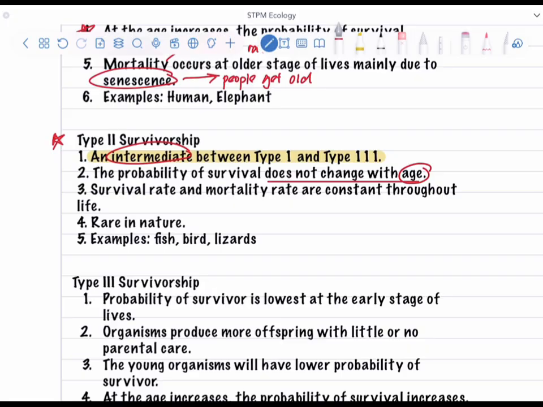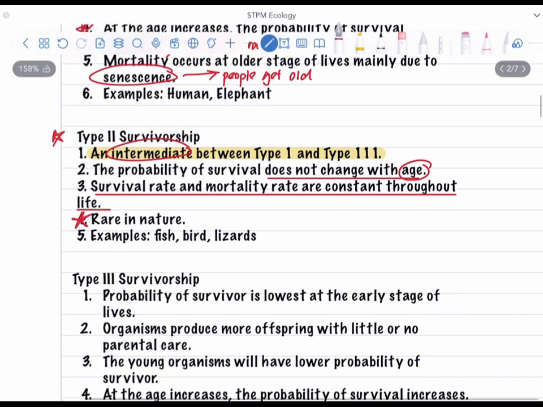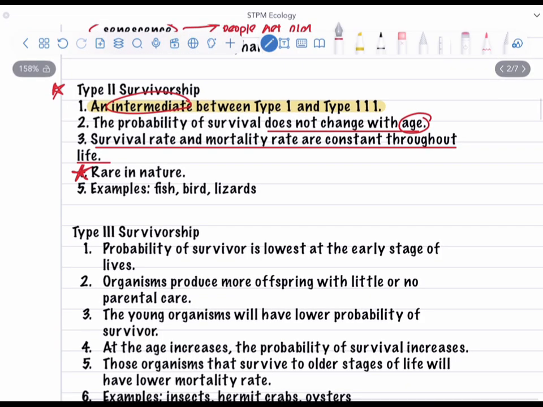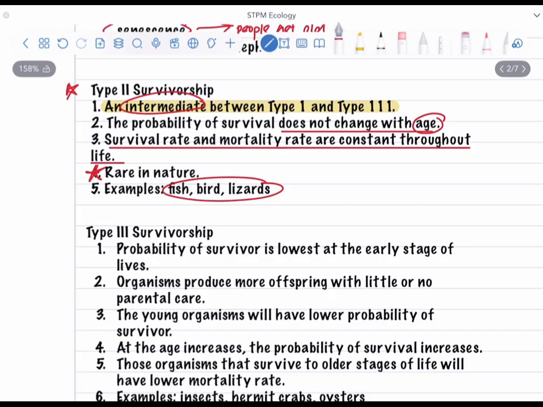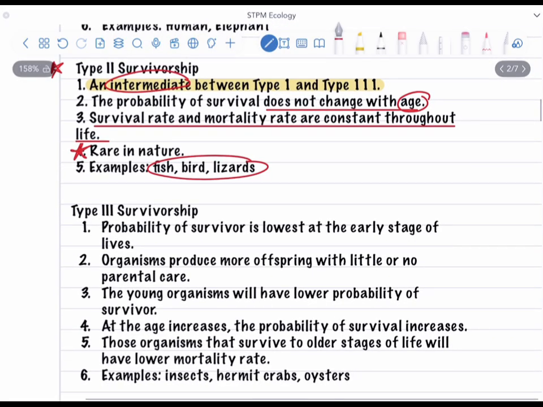your probability of survival does not change with age. For example, you have 80% survival at your young age. When you go to adult, your 80% will still stay the same. This is what it means by survival rate and mortality rate being constant throughout your life. And this is very rare in nature. The examples include fish, birds, and lizards. So you need to remember the characteristics of each survivorship and memorize a bit of the examples.